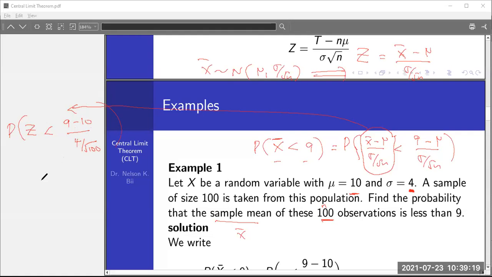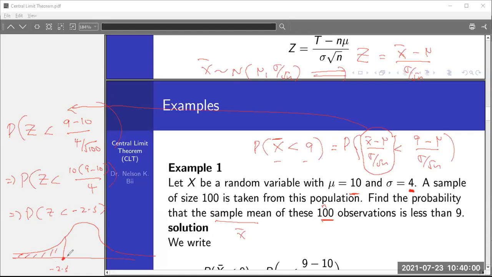You understand? Yes? So that's to say the probability that Z is less than... the square root of 100 is 10. So you have 10 times 9 minus 10 divided by 4, like that. So that's the probability that Z is less than 10 times negative 1 divided by 4, that's negative 2.5. Okay. So you look at the standard normal tables, we want to get the probability corresponding to Z equals negative 2.5.